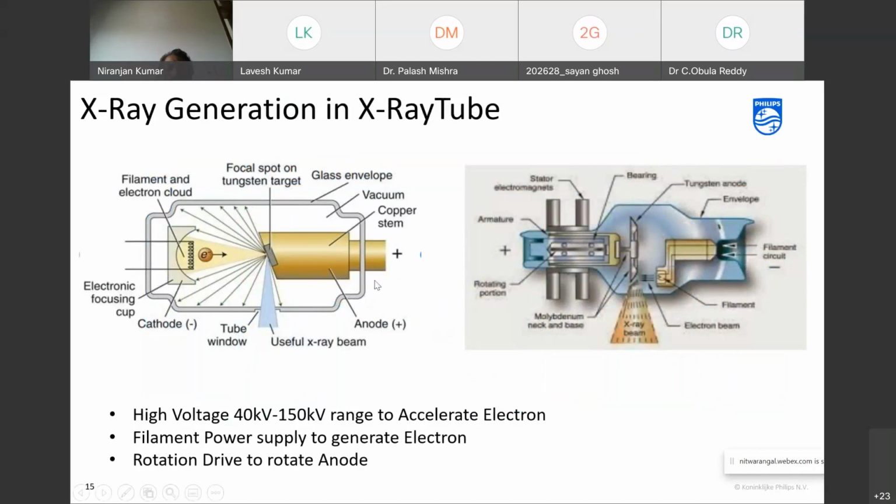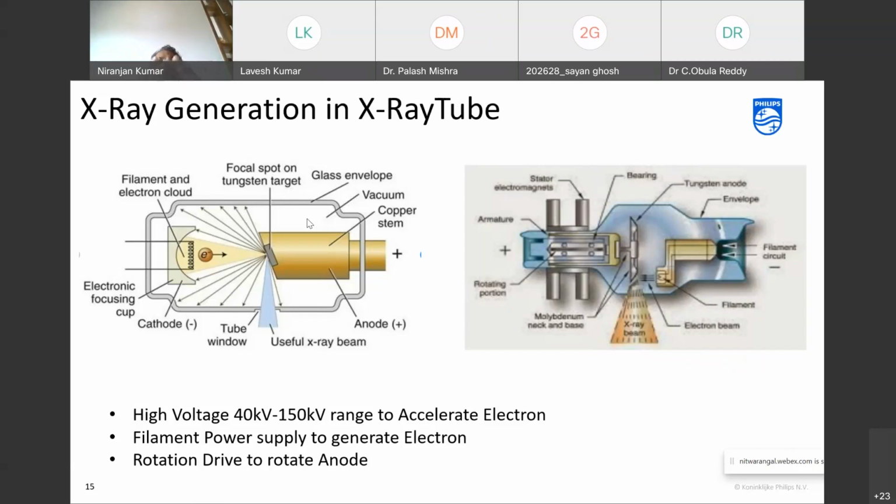So here we go to the X-ray generation. First of all, you have to understand a couple of things. I'm sure every one of you knows the bulb, our normal filament bulb. Can anyone answer, what is the gas filled inside the bulb? Neon? Argon. Yes, argon. So you know why argon?